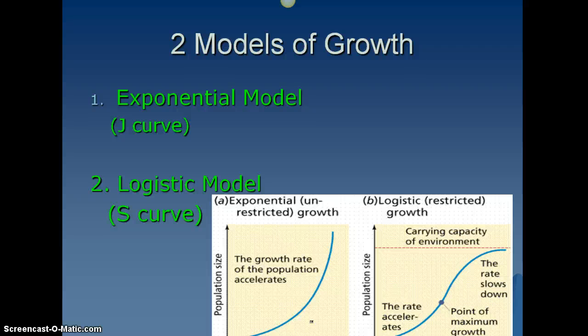Populations cannot continue on a J-curve or exponential model forever because they'll hit this point where there's just not enough food or resources, shelter, things like that that's going to allow them to continue to thrive and continue to have increases in population for an extended period of time.